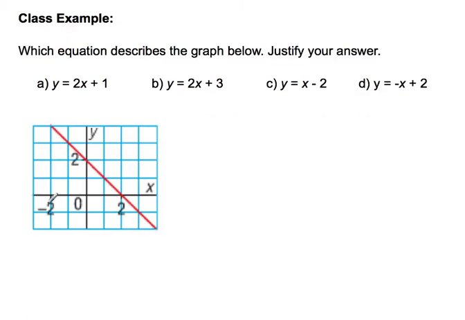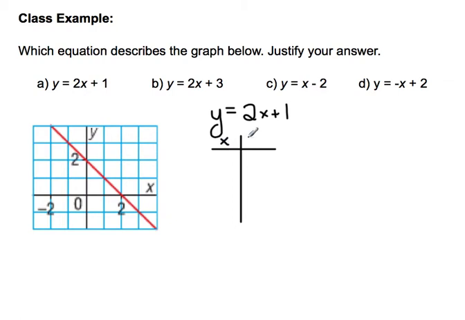So in my class example, it says, which equation describes the graph below? Justify your answers. Okay, so I'm going to choose 3 points. Notice that these are all in slope-intercept form: y is equal to, y is equal to, y is equal to. That's called slope-intercept form, and that's just a review from, I think, lesson 3. So I'm going to take my first equation, and I'm going to create my table.